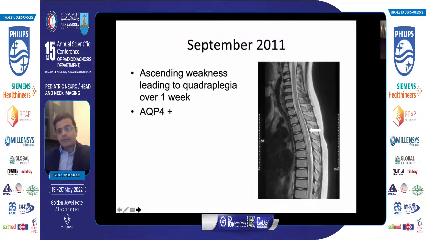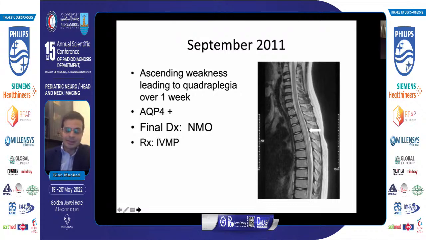And once the spinal imaging is made available to you in 2011, you can see the longitudinally extensive transverse myelitis. And this was 2011. At this point in time, we have to go back in history and think about why wasn't the aquaporin done initially? But there was nothing to go to check for aquaporin 4 at that point in time. Anyway, it was tested a few months later, came back as positive, and the final diagnosis was that of neuromyelitis optica, even though the child had not presented with optic neuritis.